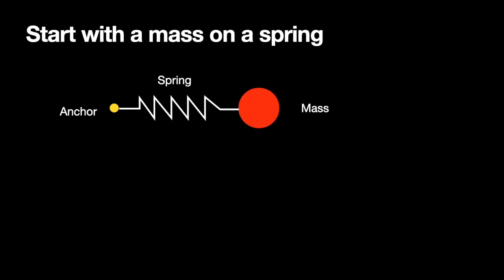So we're going to start with the mass on a spring. So that means I need an anchor point. I don't always have to put that, but I'm going to put an anchor there. So there's a point where the spring is attached. And then I have a spring. I drew that myself, thank you very much. And then I have a mass.